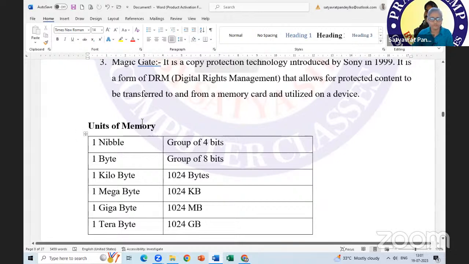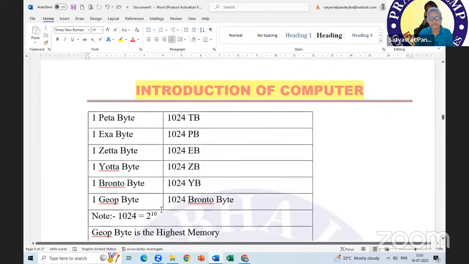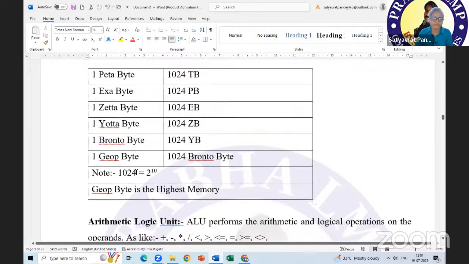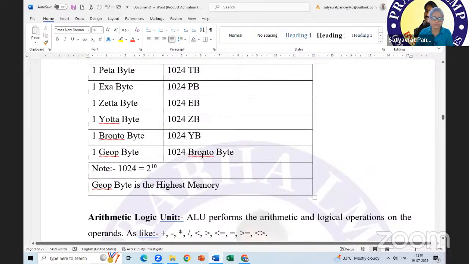Now, units of memory. First is 1 nibble, a group of 4 bits. 1 byte, a group of 8 bits. 1 kilobyte equals 1024 bytes, 1 megabyte equals 1024 kilobytes, 1 gigabyte equals 1024 megabytes, 1 terabyte equals 1024 gigabytes. 1 petabyte equals 1024 terabytes, 1 exabyte equals 1024 petabytes, 1 zettabyte equals 1024 exabytes, 1 yottabyte equals 1024 zettabytes, 1 brontobyte equals 1024 yottabytes, and 1 geopbyte equals 1024 brontobytes.